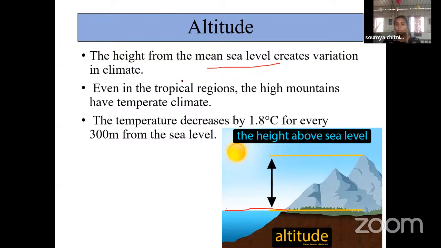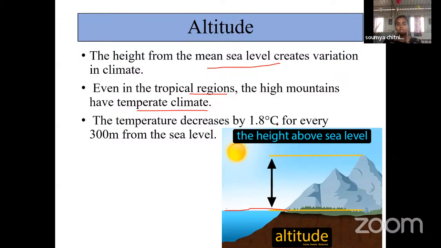So even in the tropical region, the high mountains have a temperate climate. Likewise, in latitudes as we move towards the polar side, we find the temperature is less, like a polar climate, a cold climate. Similarly when we go upward vertically, whenever you go to hill stations, you may find it is really cool compared to the plain areas, right? That is because the temperature also decreases when we move vertically upward in the atmosphere. That's how latitude and altitude affect the climatic condition here.